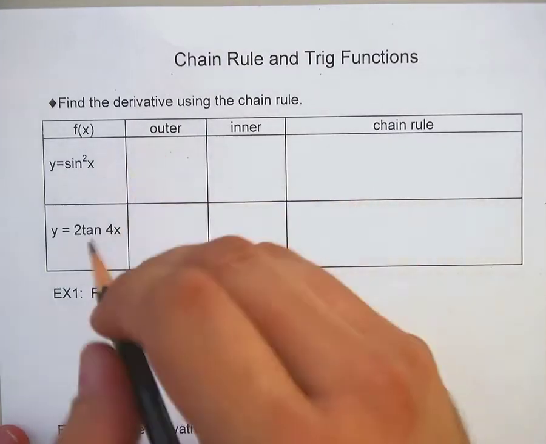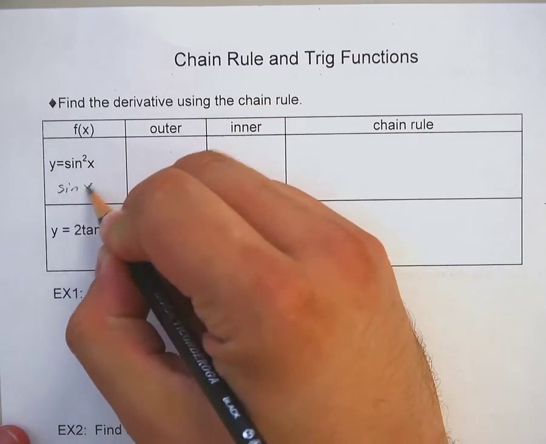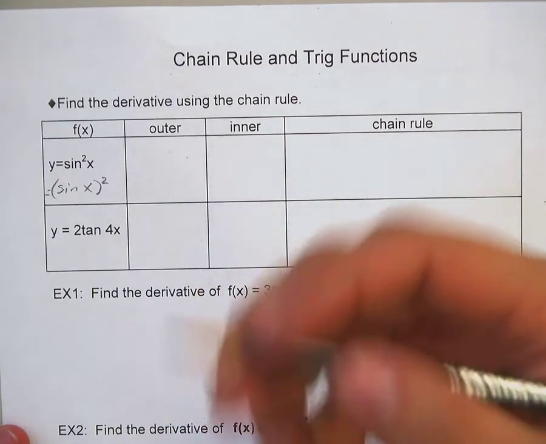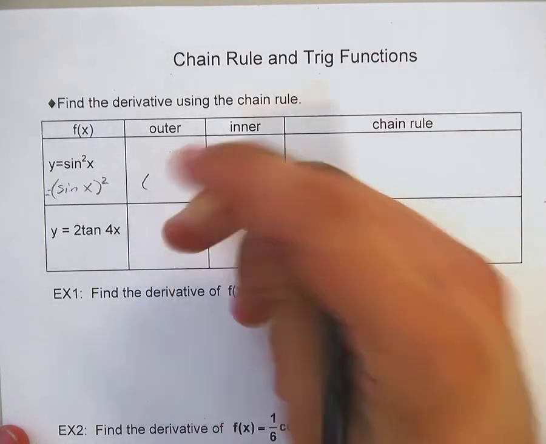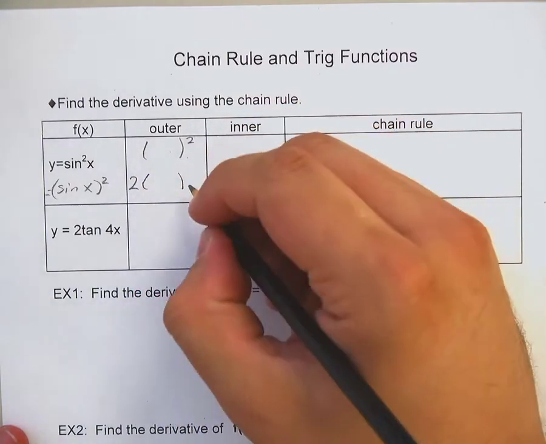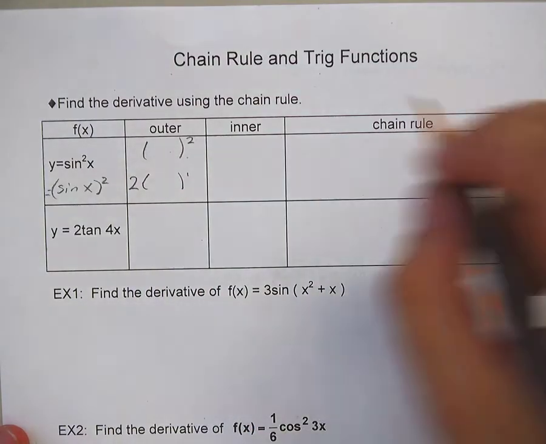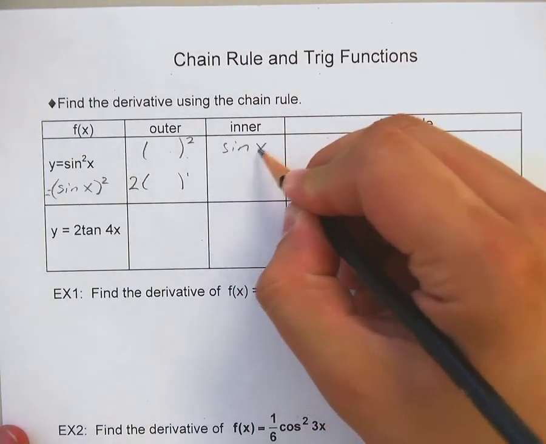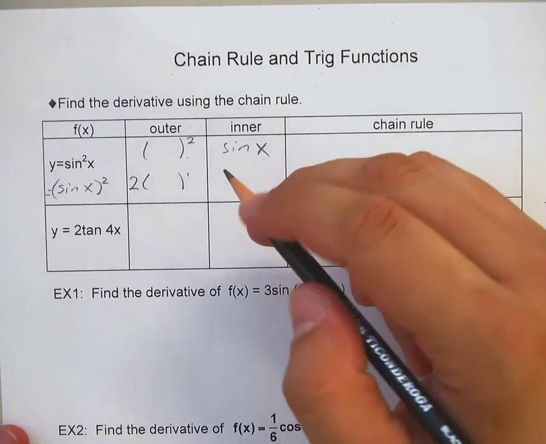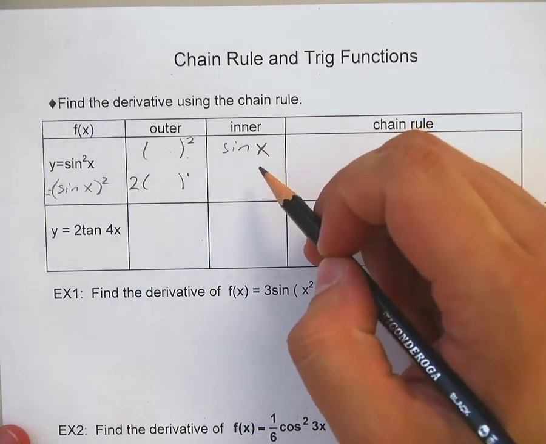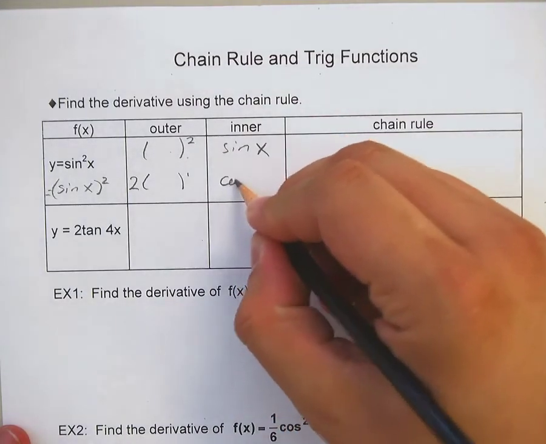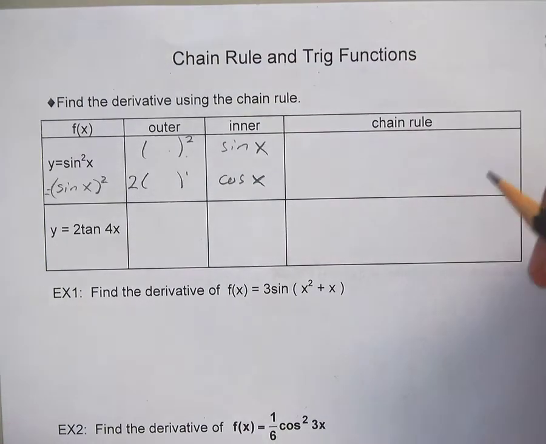So again, the outside first, I would rewrite this as sine of x squared. So the outside, if you remember our M&Ms, the candy on the outside, is the square. So the derivative of that would be 2 and a power of 1. And the inside is a sine of x. Now this one we can just do sine x because even though an x is an inside, kind of like the peanut, it's a 1x, so I can just leave it as sine x. I know the derivative of that is cosine x, so I'm okay just to go ahead and throw that out there.